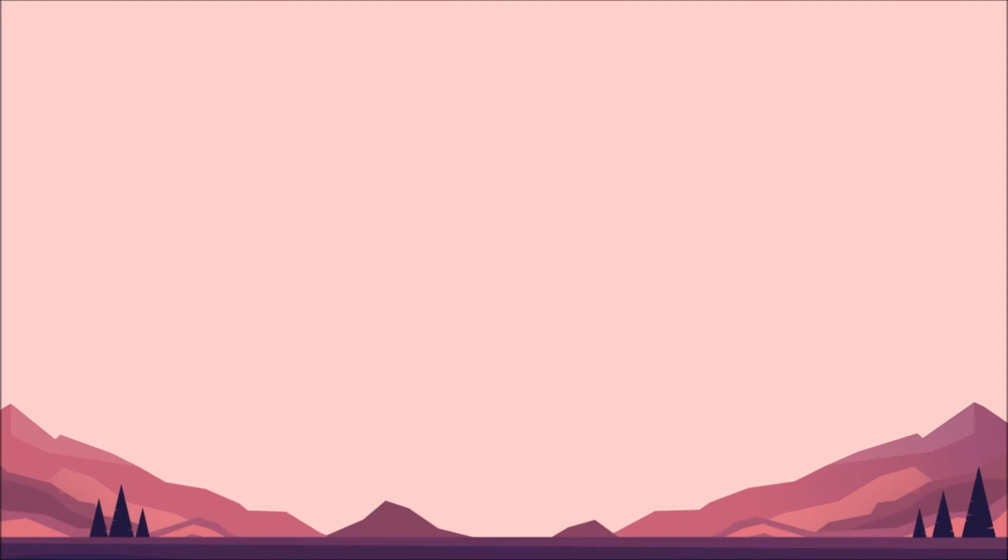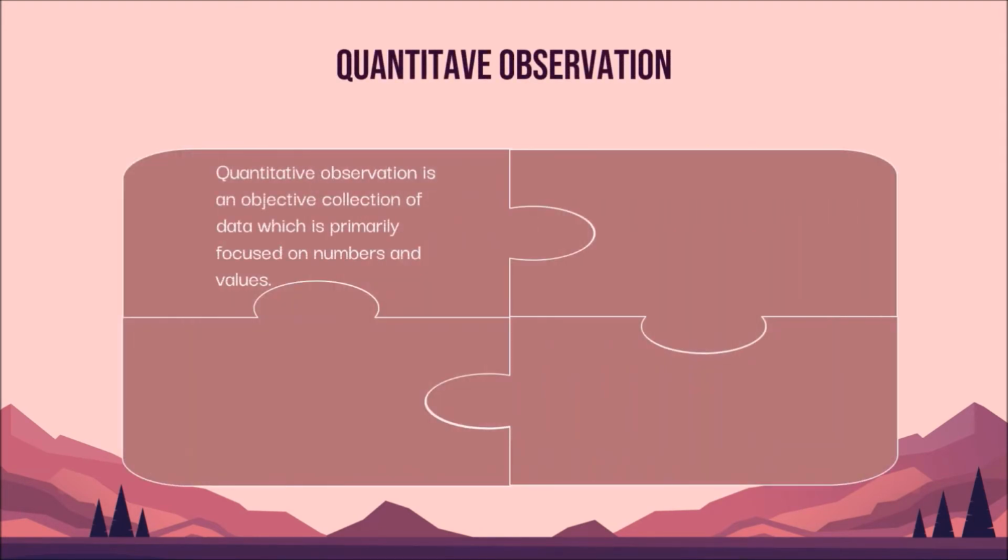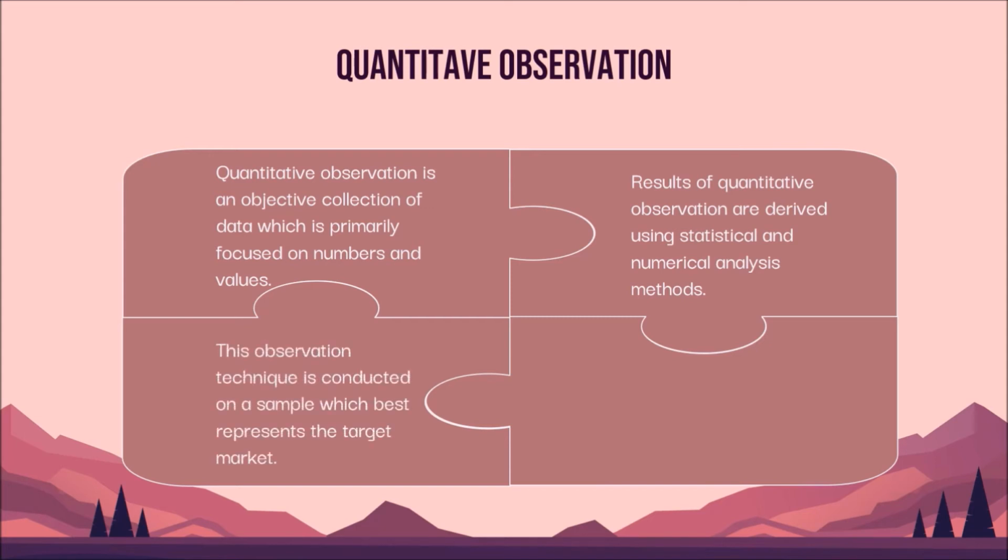Another type of observation is quantitative observation. Quantitative observation is an objective collection of data which is primarily focused on numbers and values. Results of quantitative observation are derived using statistical and numerical analysis methods. This observation technique is conducted on a sample which best represents the target market.